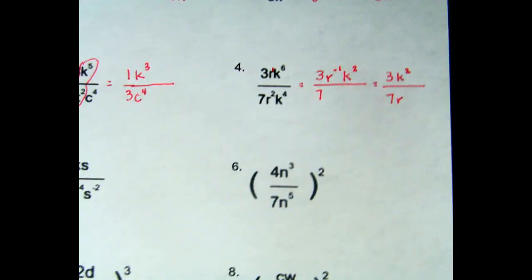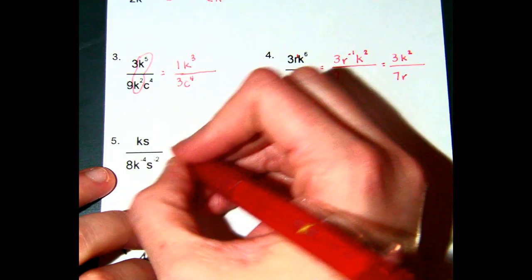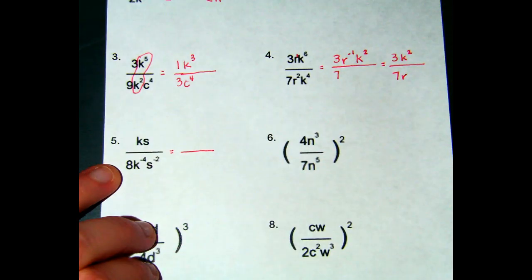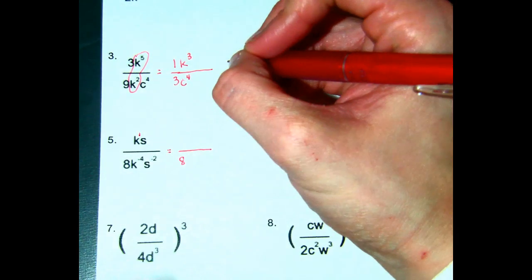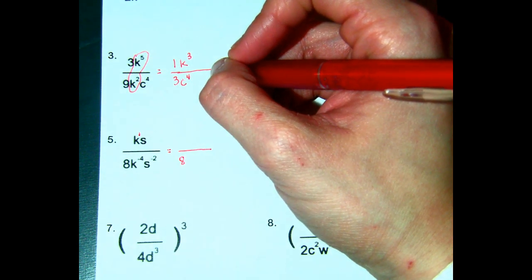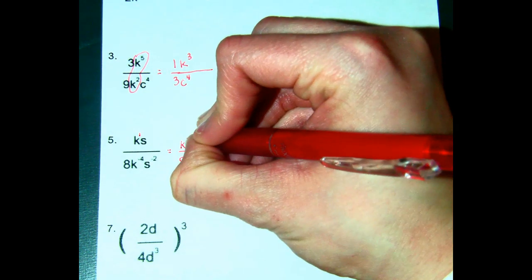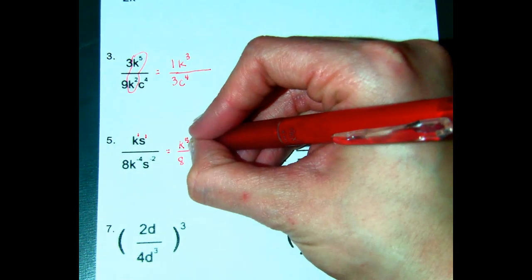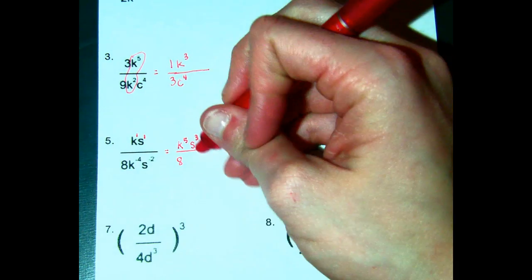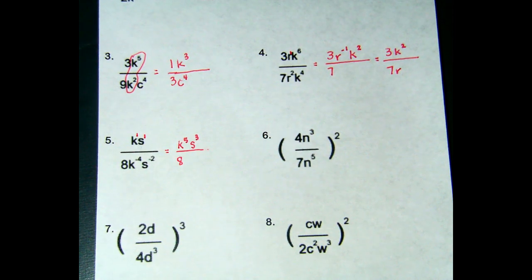The last one like this is number 5. Again, if I was working on these myself, I'd probably pause the video. Okay. I've got an 8 in the denominator, so I'm just going to write it down. Then I have k to the 1st, so 1 minus negative 4 is the same as adding. I have 5, so k to the 5th. S also has a 1, so 1 minus negative 2, s to the 3rd. I do not have any negative exponents. I do not have any numbers that need to be simplified, so I'm finished at that point.